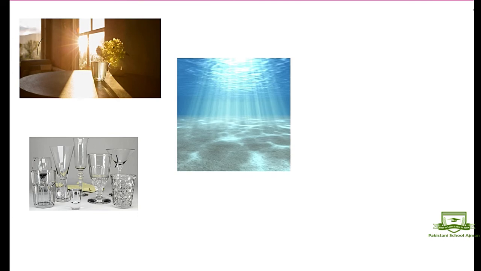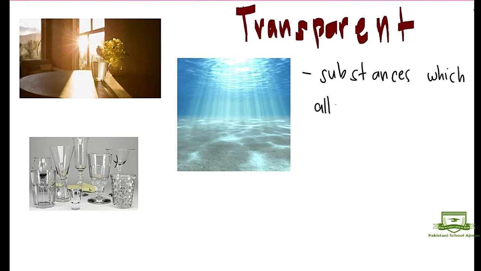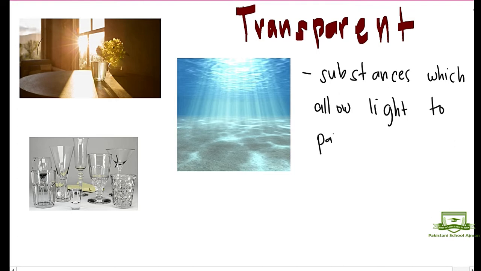Now, when we say transparent, these are substances which allow light to pass through. And we can see it clearly. Take a look at the example here. We do have a glass window.